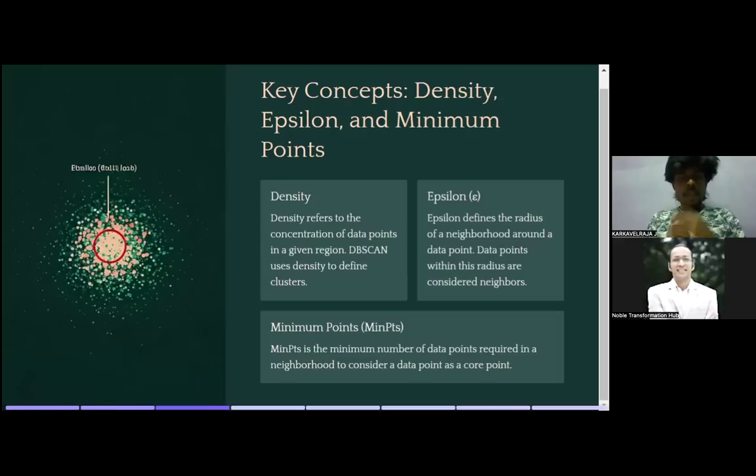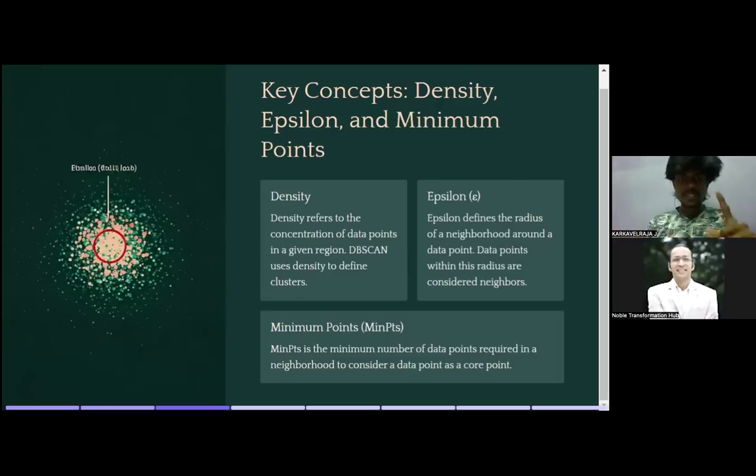Then minimum points, that is min points, is the minimum number of data points required in a neighborhood to consider a data point as a core point. Consider you have a data point inside the radius, and in order to call it a core point, it should have at least the minimum number of neighboring data points. That's it. Hope you can understand.